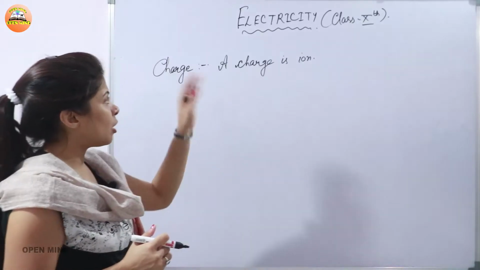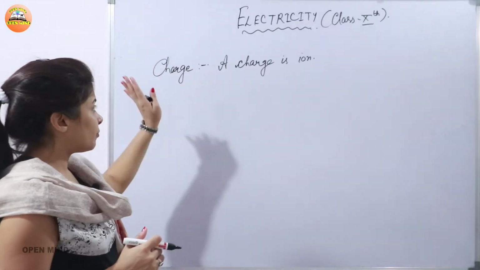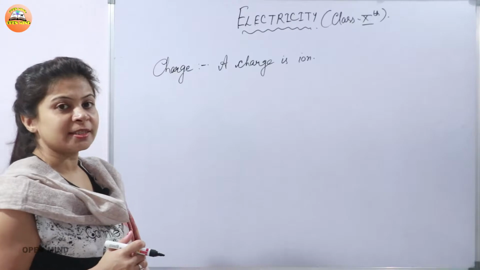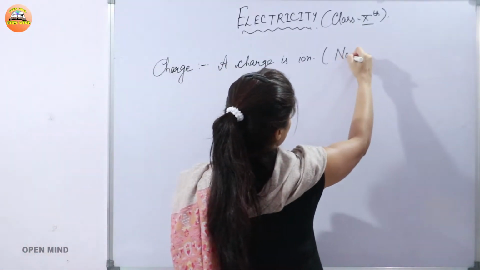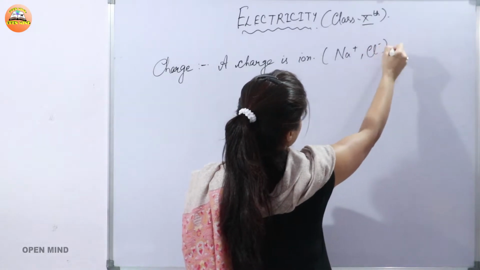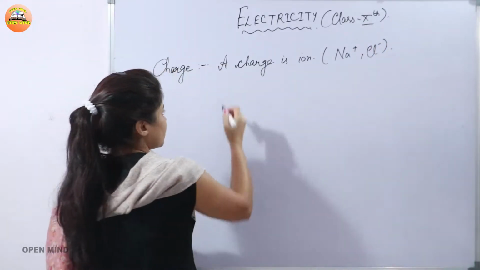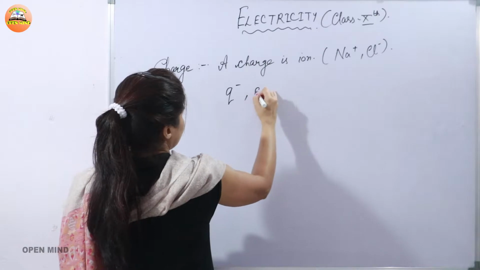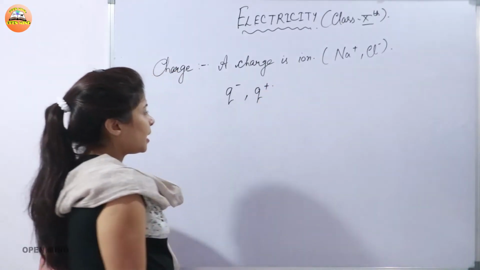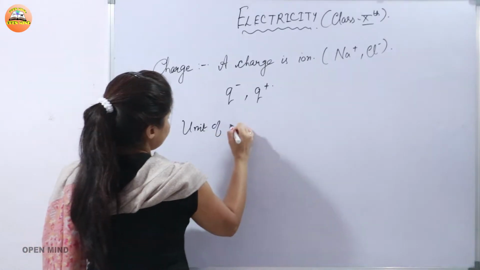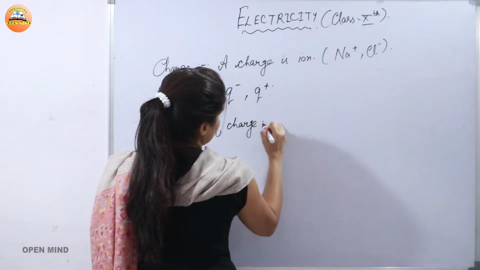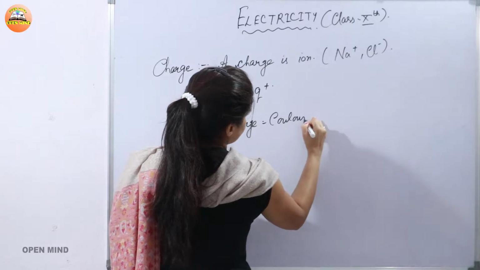So here, when we talk about electricity, first we say what a charge is. The charge is an ion. For example, you can take a sodium ion and a chloride ion, etc. But in physics, we indicate the charge as Q minus and Q plus. And what is the unit of charge? The unit of charge is coulomb.